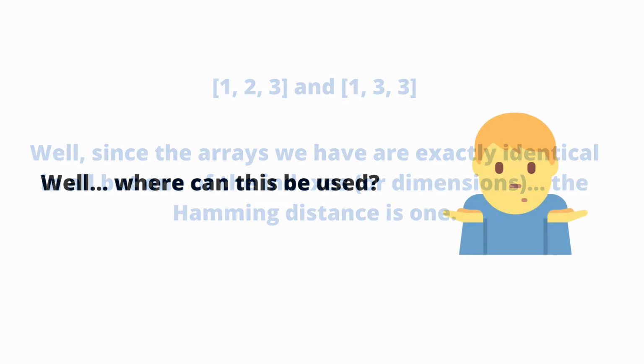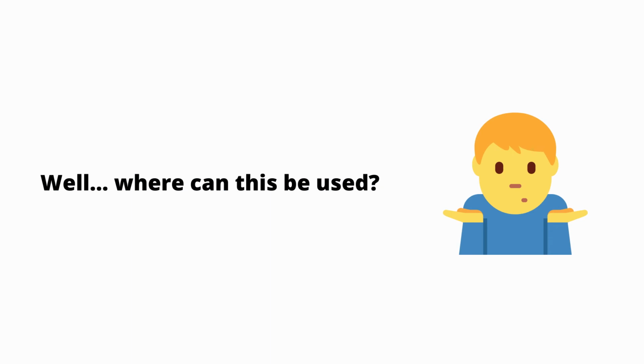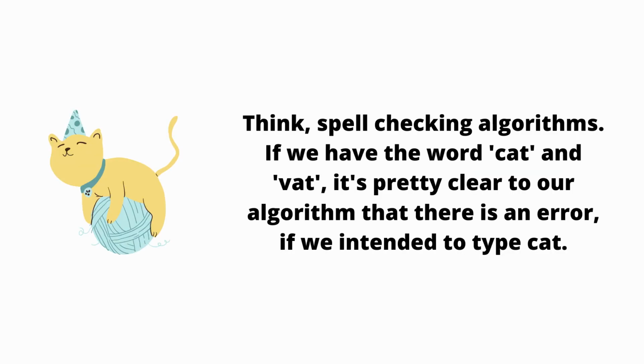You may be thinking, where can this be used? It may seem intuitive as to where Euclidean and Manhattan distance can be used, but what about Hamming distance? Well, a practical example is spell checking algorithms.